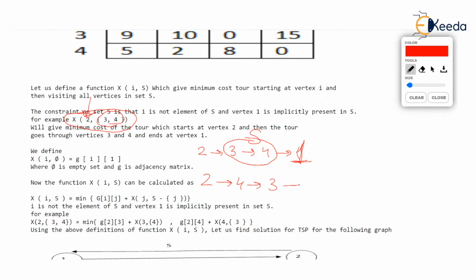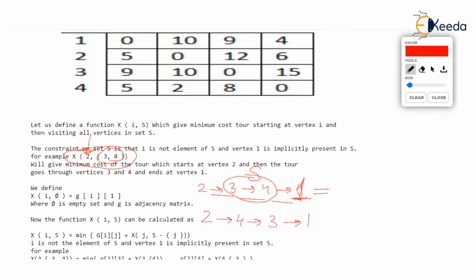So what is the cost of this particular travel? It is 2 to 3 added with 3 to 4 added with 4 to 1. So if you find out the cost, it will be, referring to the matrix above, 2 to 3 is 12, 3 to 4 is 15, and 4 to 1 is 5. So this is going to be 20 plus 12, which is 32.